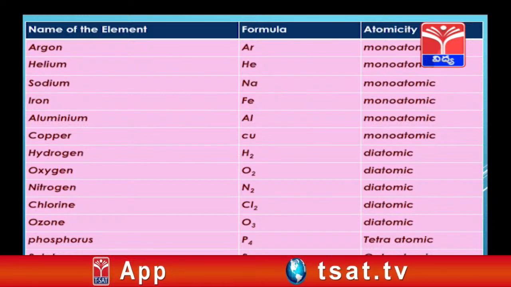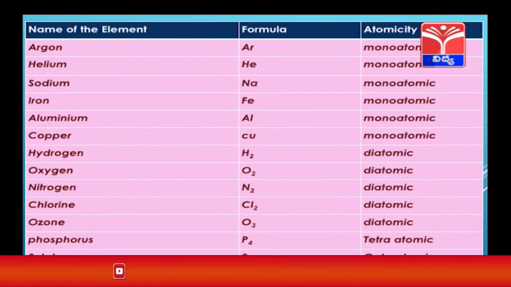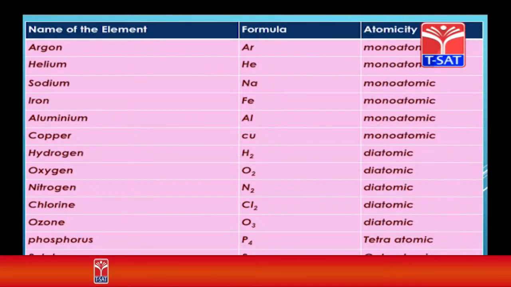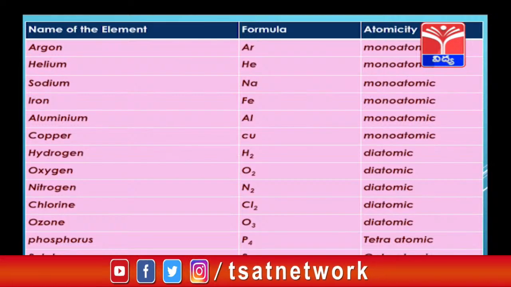Chlorine symbol is Cl2, and here two Cl atoms are there, that is why it is also known as a diatomic molecule. Ozone, in ozone three oxygen atoms are there and its formula is O3, that is why it is called triatomic. Phosphorus formula is P4, here 4 phosphorus atoms are present, that is why it is known as tetraatomic. Sulfur symbol is S8, here 8 sulfur atoms are there, that is why it is known as octaatomic. So, the next important concept is valency.